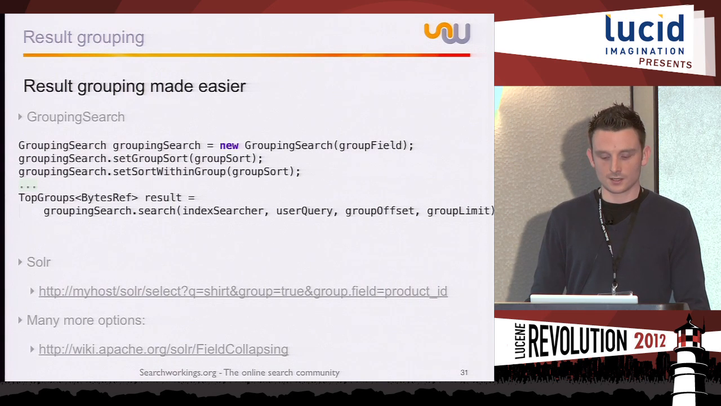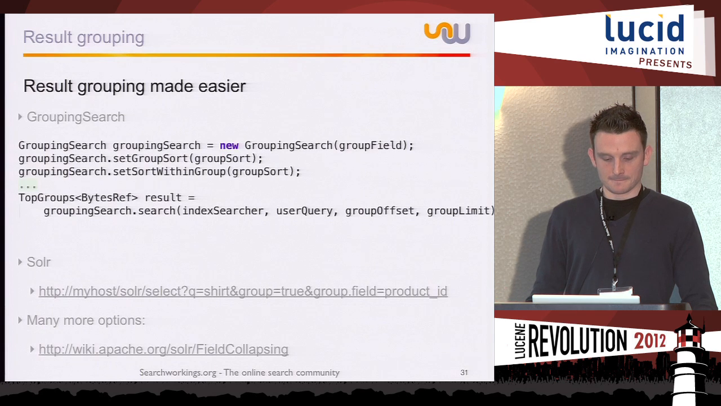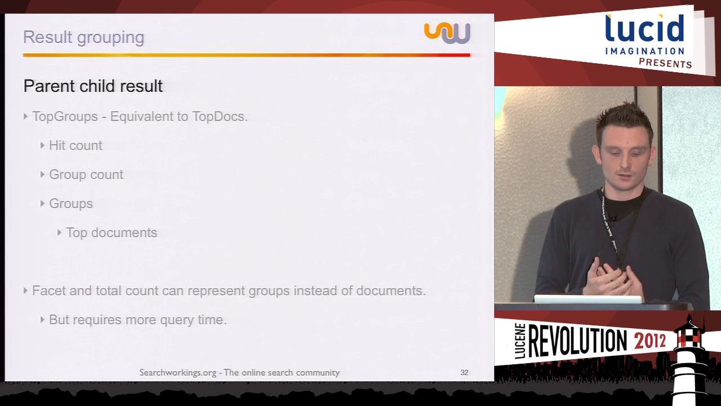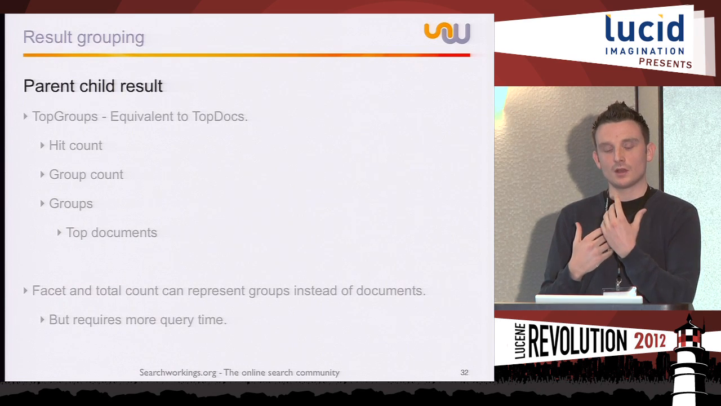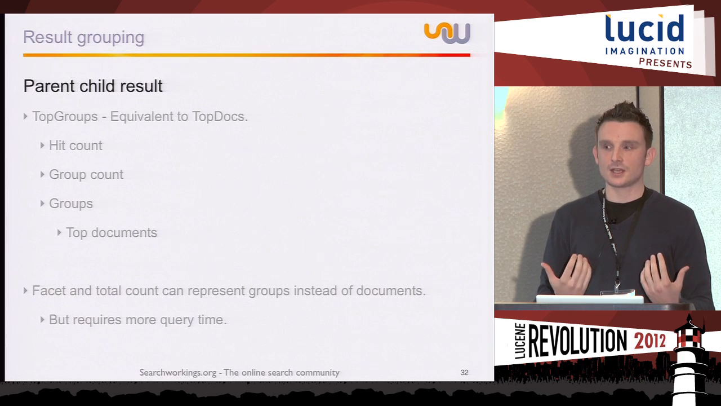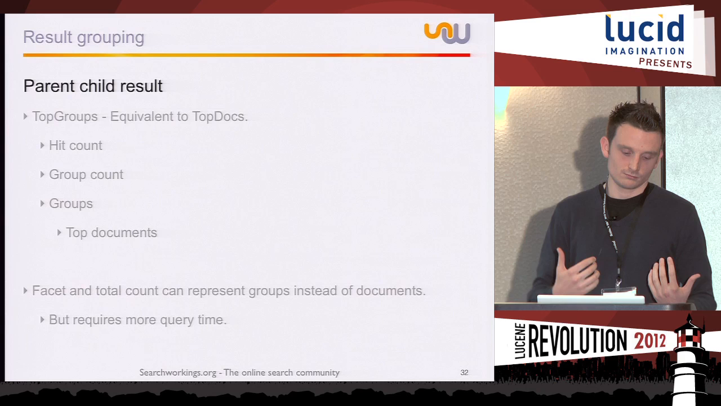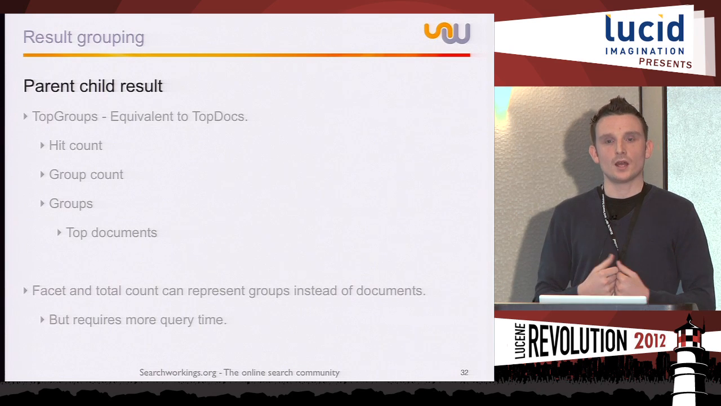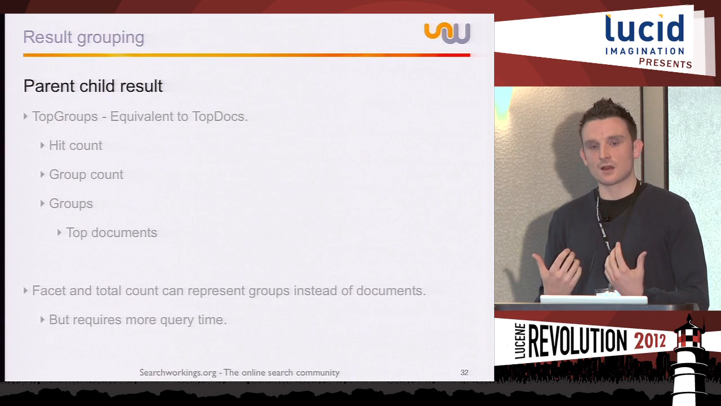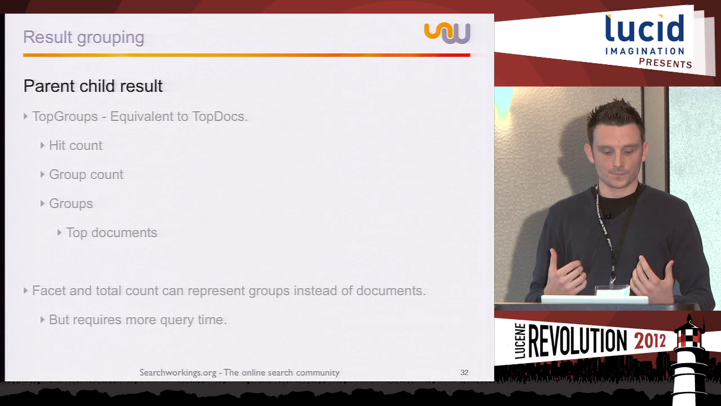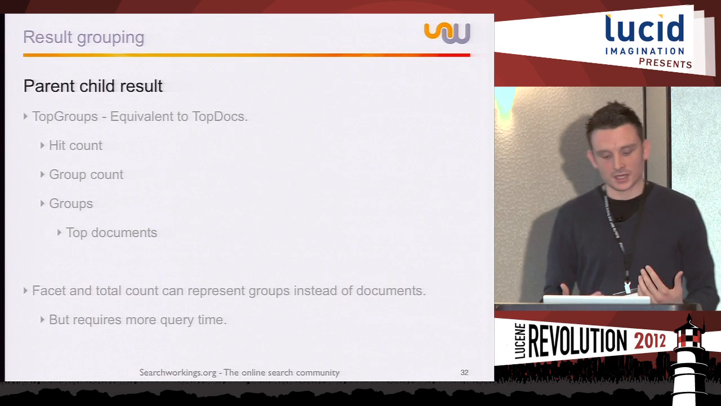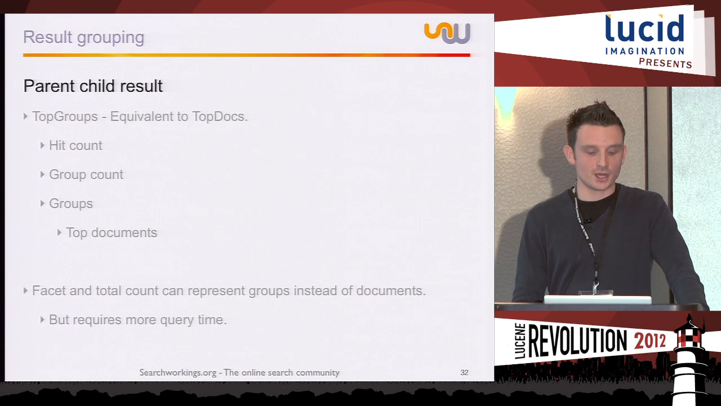There are many options for result grouping, and they're all described on the wiki page. So, parent-child results. Top groups returns the product and some information about the product items. In that way you have a parent-child like result. You can also choose to include a group count, so you decide that the facet count should be based on groups. So your end result is completely grouped. In many situations you need that to show the user accurate information.